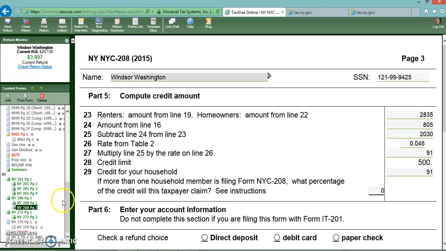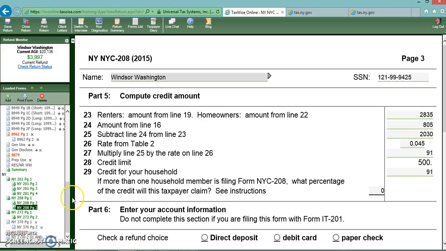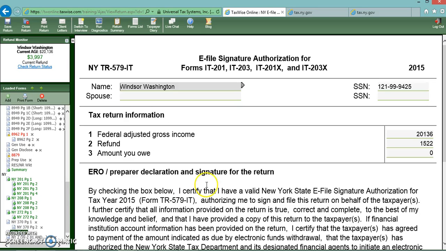This credit, most taxpayers don't get the 208. Very few taxpayers get this, but it's worth filling out. Again, we want to get every tax return correct, and we want to get taxpayers everything that they're entitled to. So we do that, and we are done.